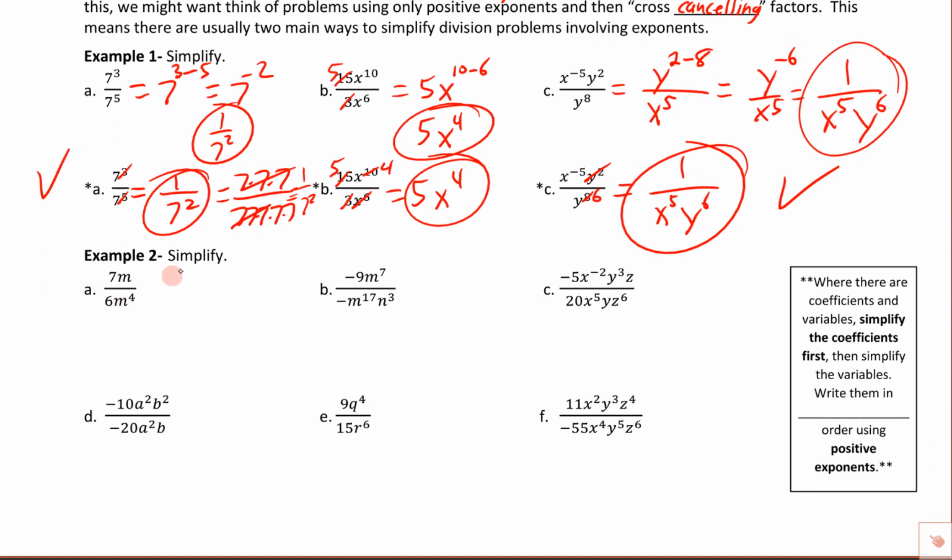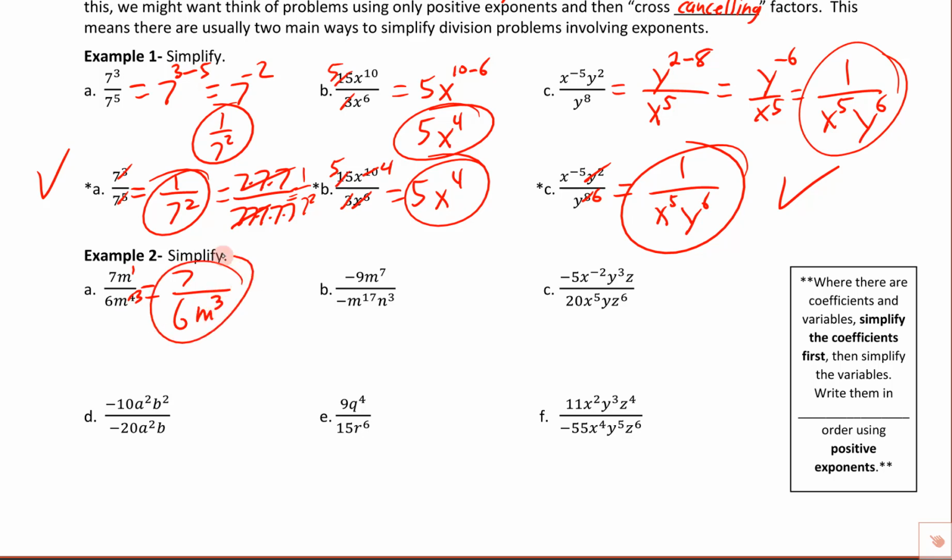So here's what we're going to do. Let's do the last couple. There's nothing that I can do with the 7 and the 6, so we're going to go ahead and leave the 7 here, and we're going to leave the 6 right there. Then we're going to look at the variables. There's 1 m on the top, and there are 4 m's on the bottom. So this 1 m cancels with one of those, and there are 3 left. The ones that are left are on the bottom.